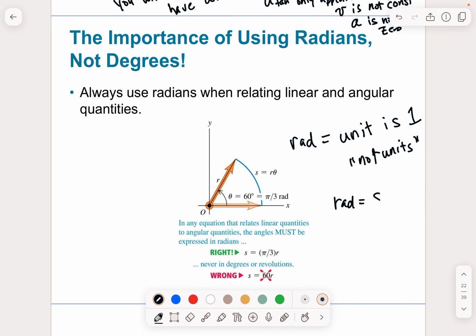A radian is s over r. What are the units of s? Meters. What are the units of r? Meters. So a radian is essentially the number 1, and therefore you can multiply anything by a radian and you don't mess anything up. However, degrees is a real unit. When you multiply something by degrees, you are now changing the units to meters degrees. So you do not want to do that, because that is not a real unit.